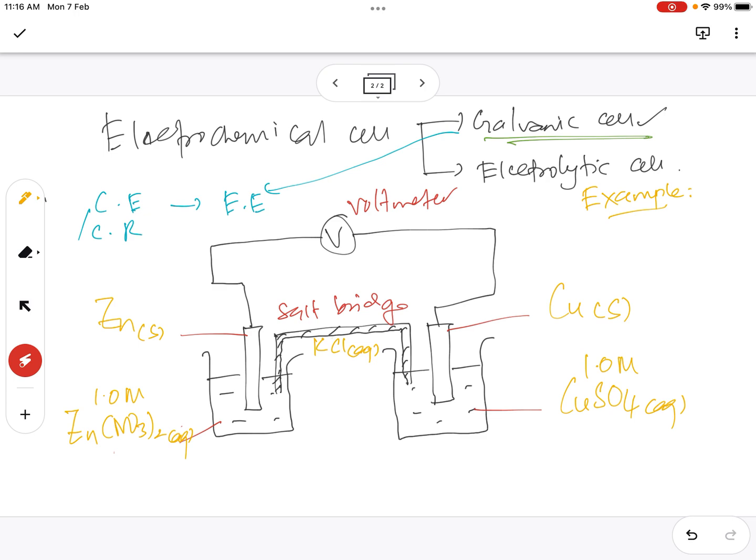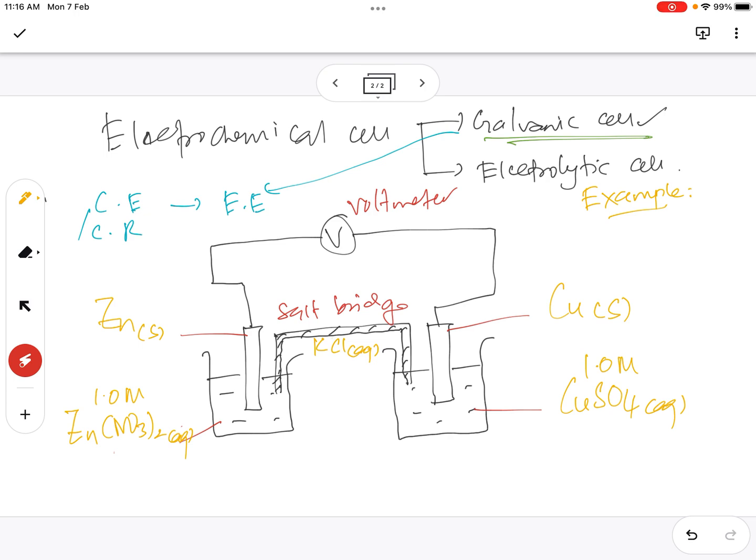Okay, saya bacakan. Function pertama adalah maintain electrical neutrality. Salt bridge helps to maintain the electrical neutrality. And then second one, salt bridge completes the circuit by allowing ions carrying charge from the salt bridge to move to half cells. Okay, ini mungkin saya akan terangkan bila kita tengok dekat explanation nanti.